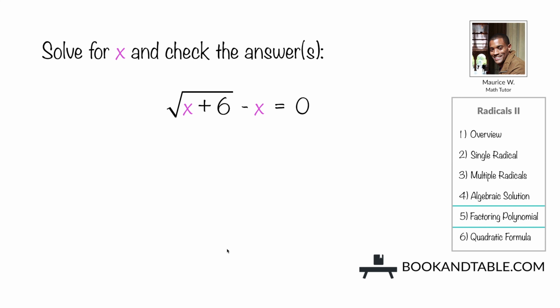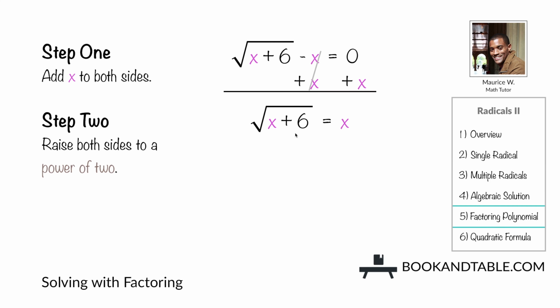Let's take a look at a practice question from start to finish. So you would be given the question, solve for x and check the answers. Radical x plus 6 minus x is equal to 0. So how would we go about solving this? The first thing we do is we want to isolate our radical sign. So we add x to both sides. That leaves you with the square root of x plus 6 on the left side and 0 plus x, which is x on the right side.